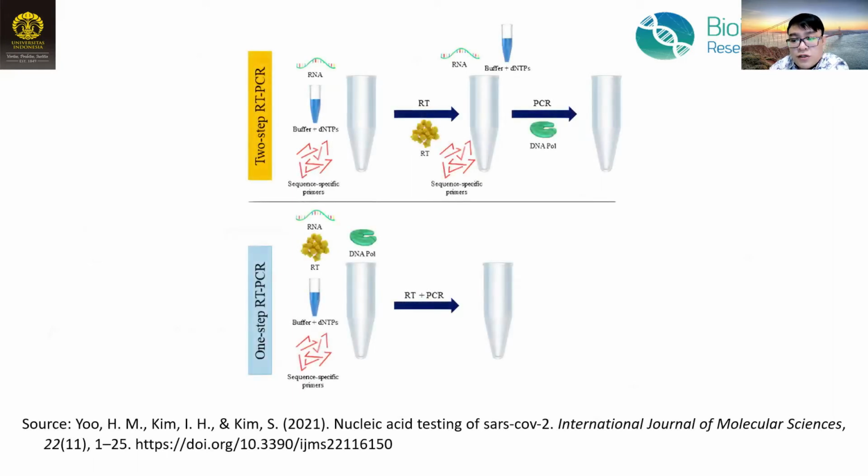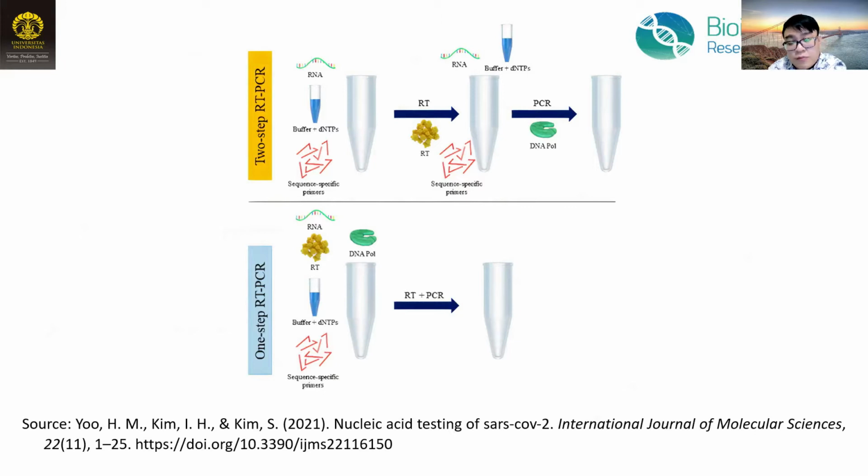Several materials were used to conduct RT-PCR: RNA obtained from the sample, buffer, the NTPs, and specific primers. Primers serve as the initial foundation for DNA replication.